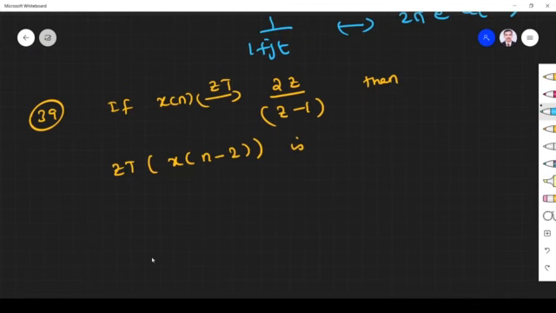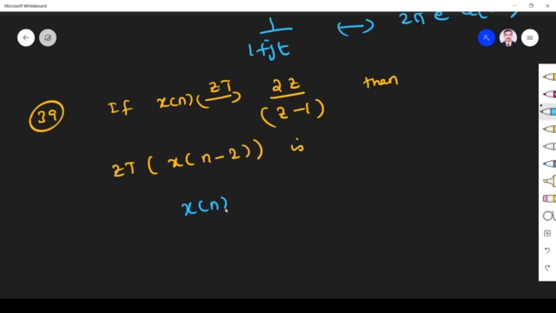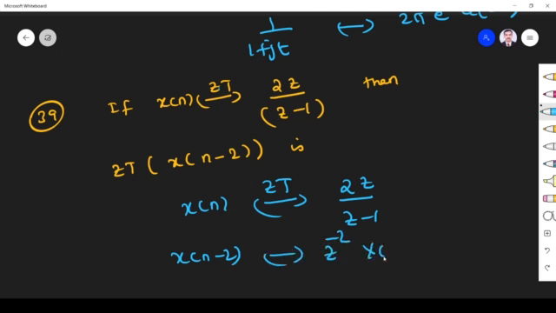Okay. Another one problem is missing here. If x of n is equal to 2z by z minus 1, what is x of n minus 2? The z transform of x of n is 2z by z minus 1. What is the transform of x of n minus 2? We know it will be z power minus 2 into x of z. So z, z cancel. So it will be z minus 1 divided by z power minus 1. So that is equal to 1 by z into z minus 1. So that is the answer.